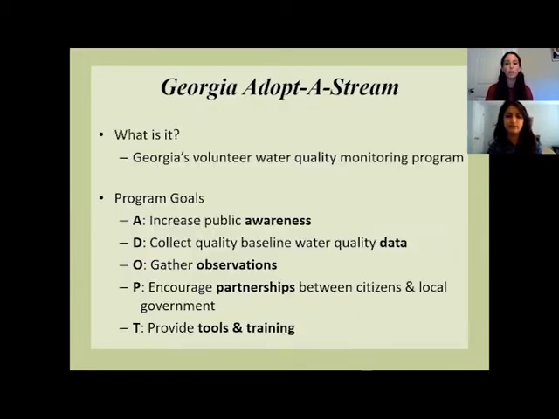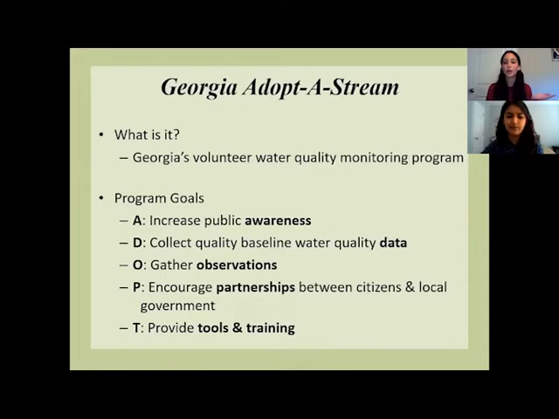Just a little bit of background on who we are. We are Georgia Adopt-A-Stream. We are Georgia's volunteer water quality monitoring program, housed in the non-point source unit of the Environmental Protection Division of Georgia Department of Natural Resources. Big mouthful, all to say that we are a state agency. And these are our program goals, listed off in a handy dandy acronym, ADOPT.